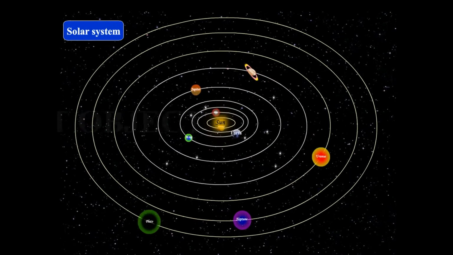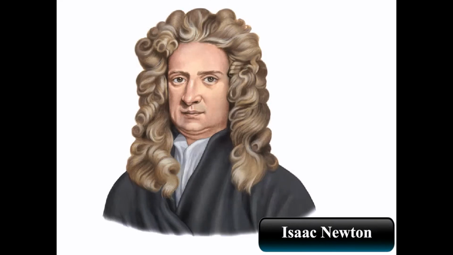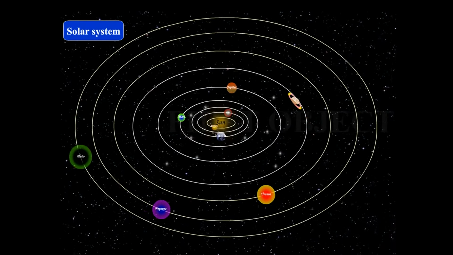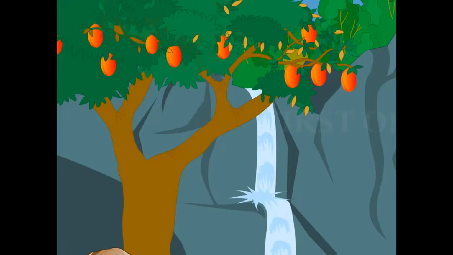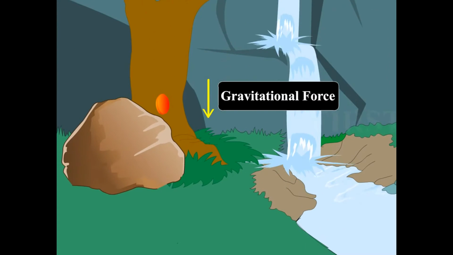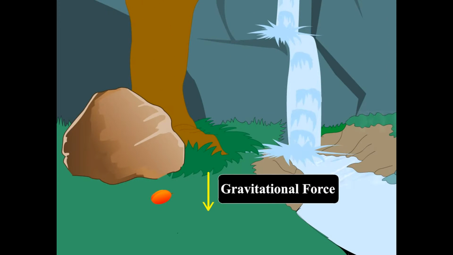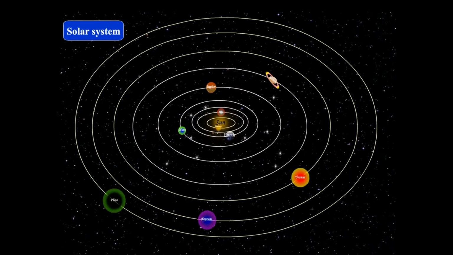The planets and the moon. Isaac Newton could grasp that the same force is responsible for all these. This force is called the gravitational force. In this chapter, we shall learn about gravitation and the universal law of gravitation.